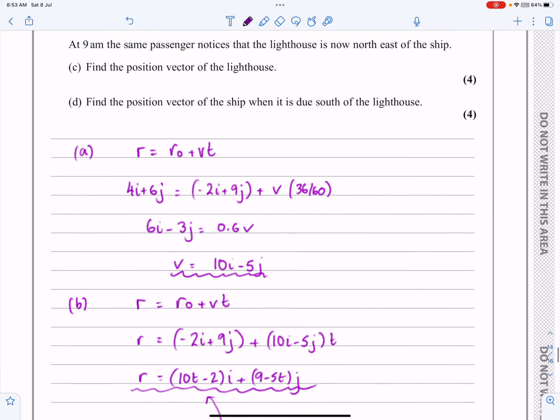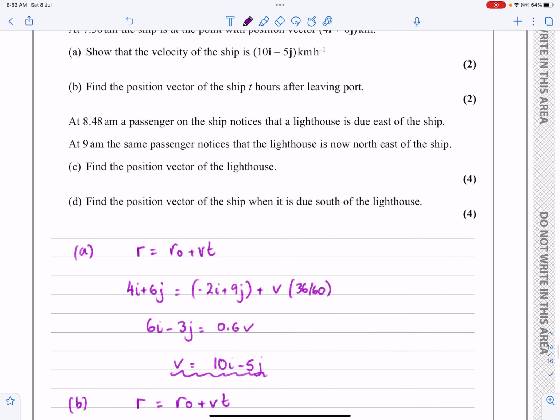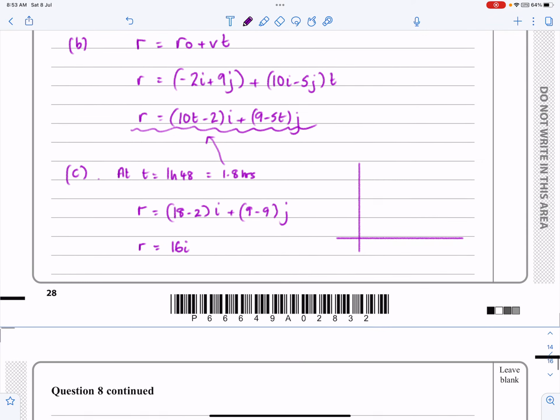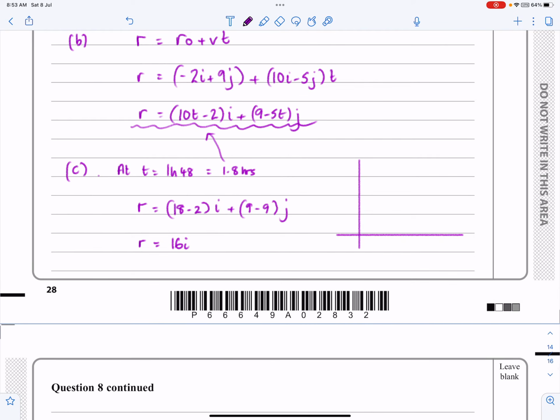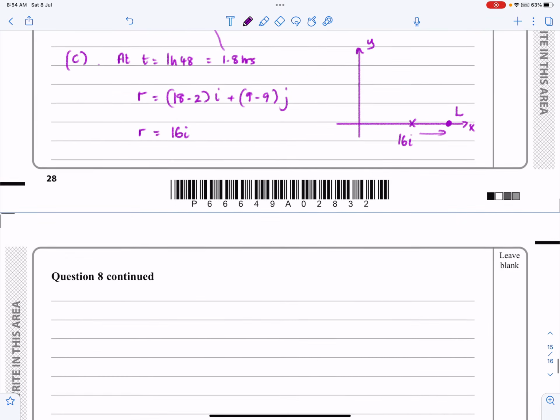Right, so if that's the case, really quickly, not taking any time over this, what did they say? They said that at that time, the lighthouse is east of the ship. So if the ship is here at 16i and the lighthouse is east of the ship, then that means that the lighthouse must be on the x-axis. If I called them the x and y axis here, I don't know where it is, but it's going to be on there somewhere. So that's useful.